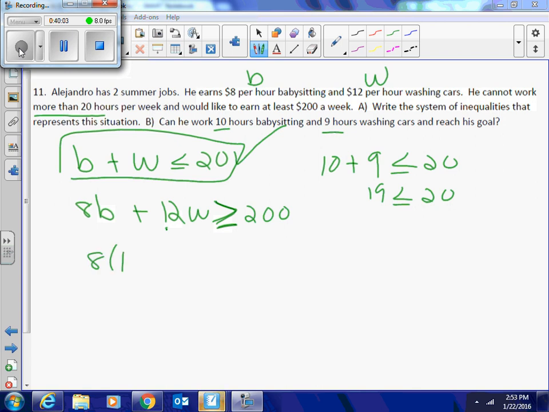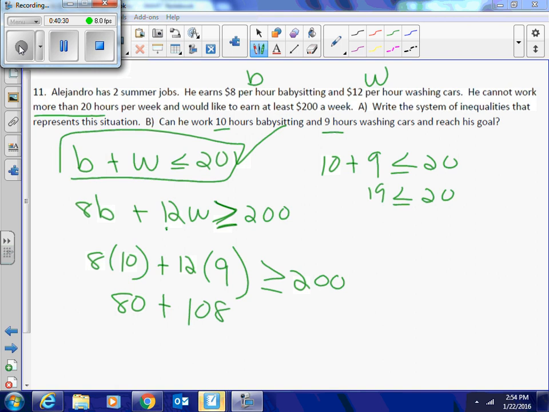8 times 10 per hour plus $12 per hour times 9 hours of washing cars. And I'm hoping to make a minimum of $200. So we've got 80 plus 12 times 9 is 108. Is that greater than or equal to 200?